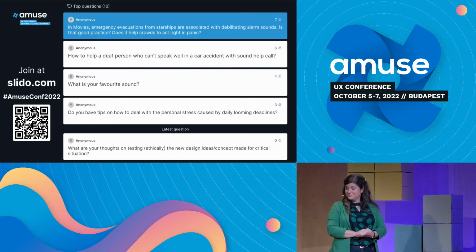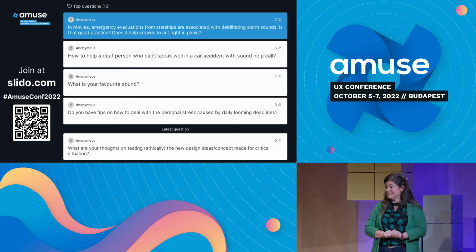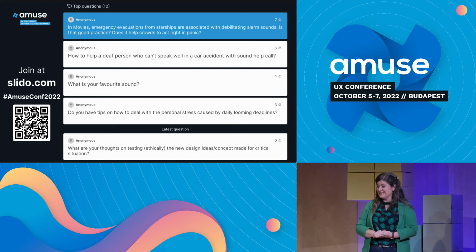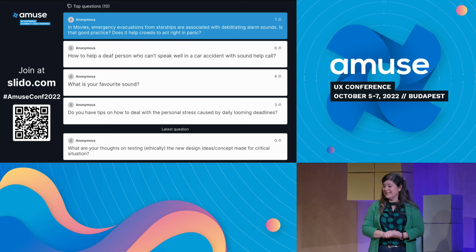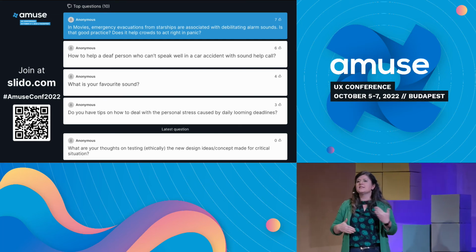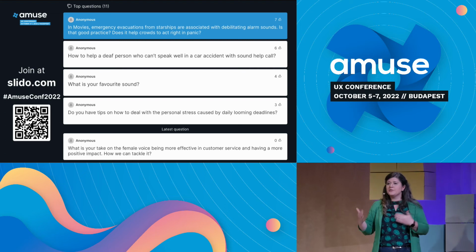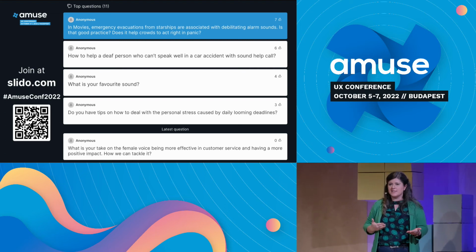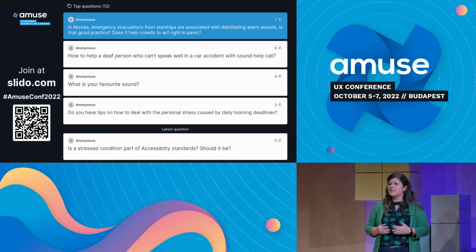In movies, emergency evacuations from starships are associated with debilitating alarm sounds, like woo woo. Is that good practice, or does it help crowds to react right? No, it's terrible. It makes great television, because the sound designers are using those sounds to increase the tension of the scene. They're not best practice.